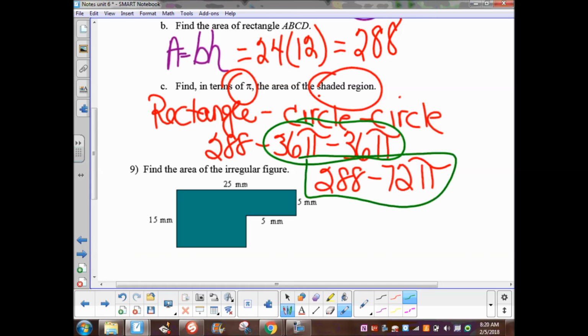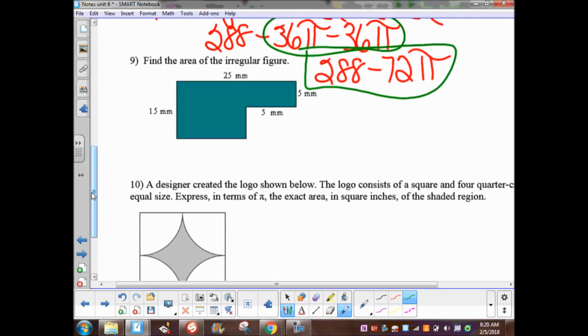All right. Let's just do number 9. Find the area of the irregular figure. So am I subtracting here or adding? Add. Okay. Shaded region means subtract, you've got to take something out. We've got to add these two shapes up. So if I divide this up, I've got 2 rectangles. Do we agree? We have 2 of them.